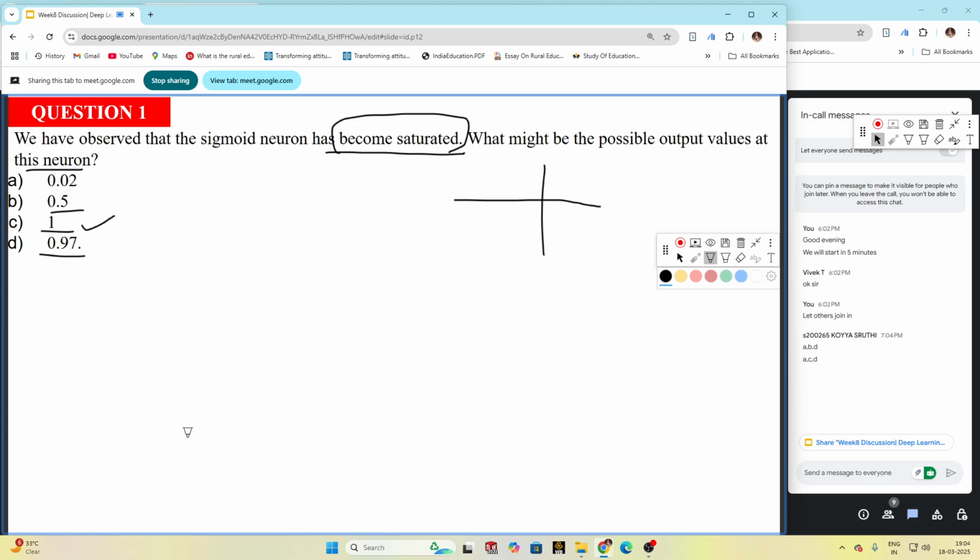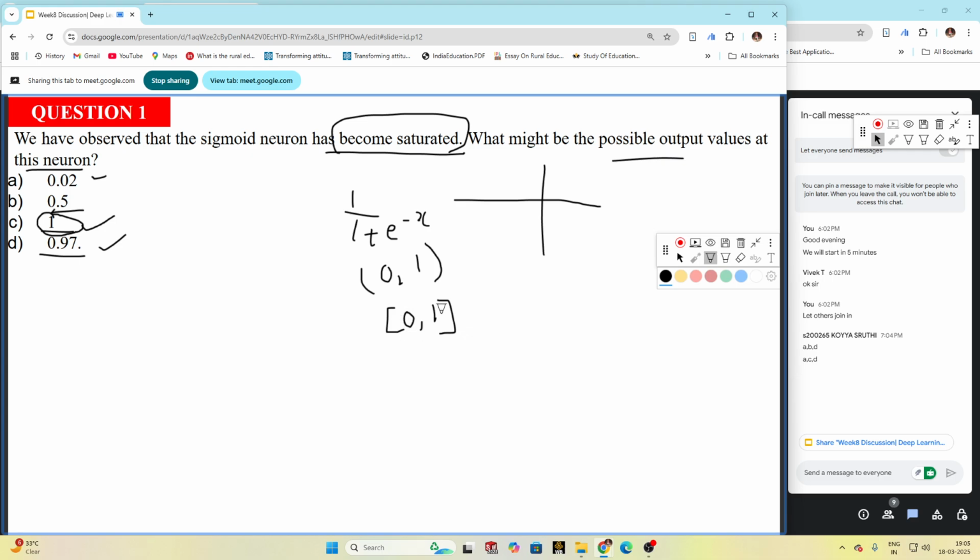Yeah, A, C, D. Okay, A, C and D. Nice. So your guesses are almost right, but not completely right. Actually, whenever we are talking about the possible output of a sigmoid neuron, it will be reaching 1, but it will not be equal to 1, like 1 by 1 plus e to the power minus x. Its range is between 0 and 1. It will try to reach 0 or 1, but it will not completely reach 0 or 1.